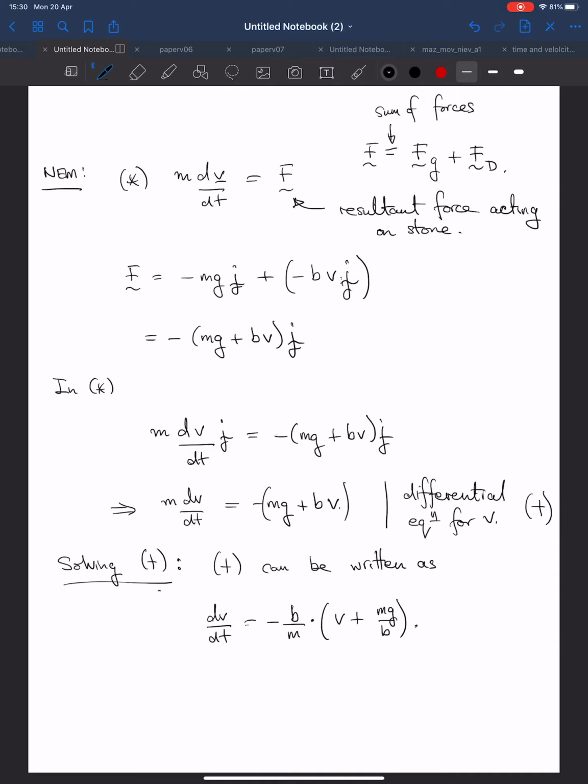Now, I'm going to use the method for solving separable equations. So next I'll rearrange so that I have my function of v all on the left, and then I'll integrate with respect to t. So divide by this factor, and then we get this: 1 over v plus mg over b, dv by dt equals minus b over m. And next what we'll do is we'll integrate with respect to t.